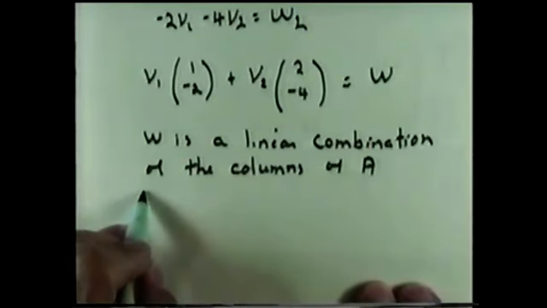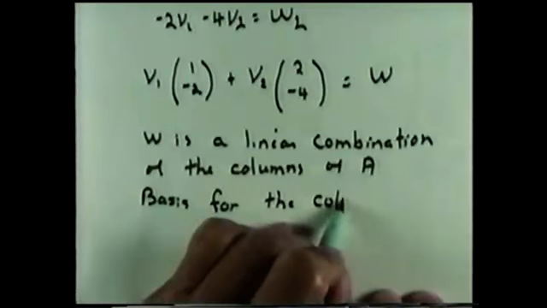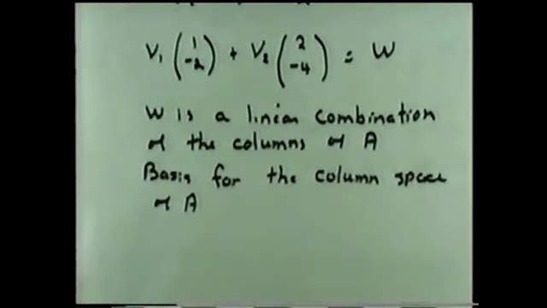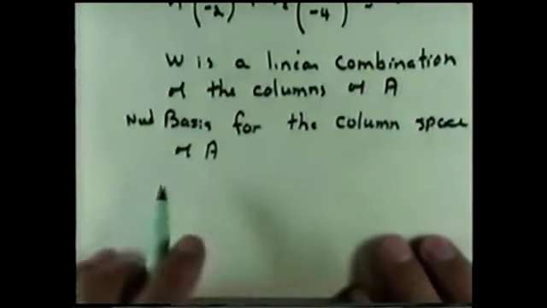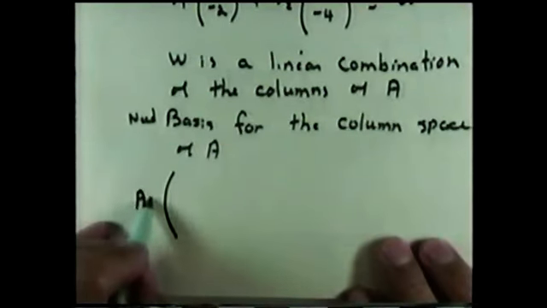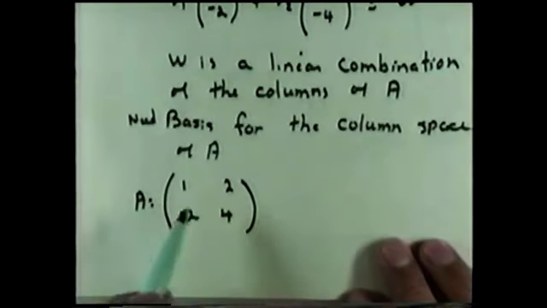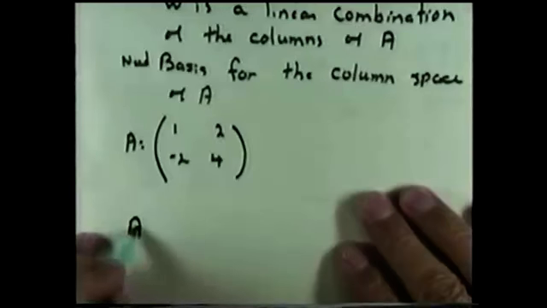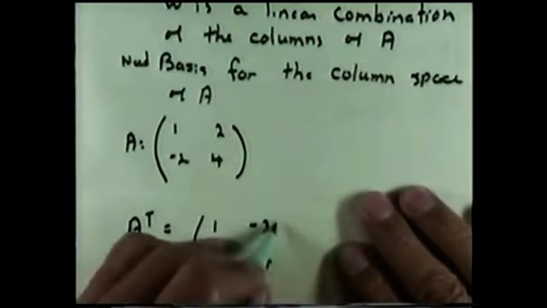So what we need to do is get a basis for the column space of A. Well, what I'm going to do to get a basis for the column space of A is to go back to A, and a basis for the column space of A would be the same as a basis for the row space of A transpose. So A transpose would be [1, 2; -2, 4].